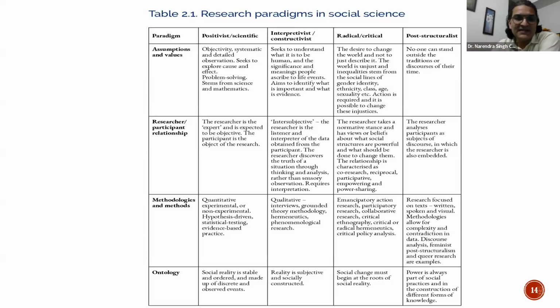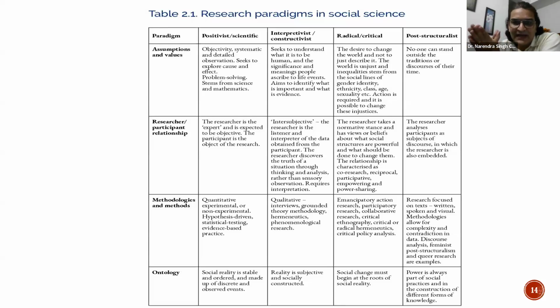Now, when I talk about the research-participant relationship, the researcher is expected to be an expert and expected to be objective. Like, for example, in quantitative research, what do we generally do? We have research questions in my mind. On the basis of that, I do my literature review, and at times then I propose a hypothesis, and then try to test it. The participant is the object of the research, you can say. Okay, I've collected data from so and so people, and largely this is the kind of result I'm getting.